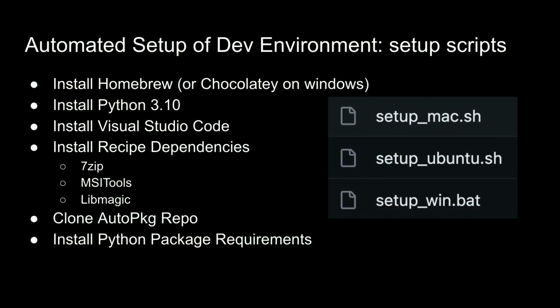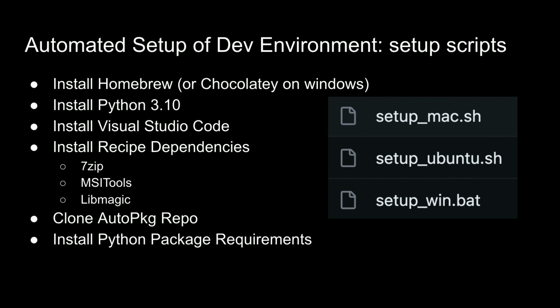So part of this that I mentioned is automated setup of the development environment. I have created these scripts: set up Mac, set up Ubuntu, and set up Win for setting up Windows. And in the case of Windows, it will actually install Chocolatey if it's not installed. It will install Python if it's not installed. It will install Visual Studio Code if it's not installed. It'll set up the recipe dependencies of 7-zip, MSI tools, libmagic, stuff like that.